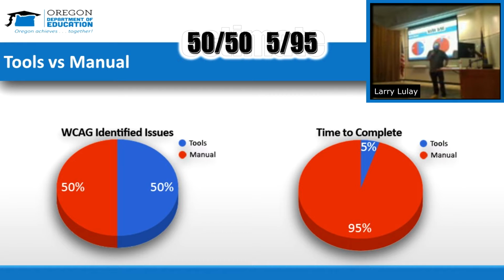When I first started out with this, I went out and looked for tools, and the tools would say anywhere between, we're going to get you 70% to 80% to 90% accessible. And I thought, boy, that's pretty good.